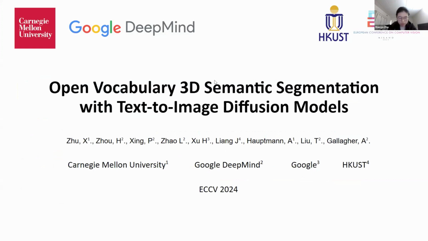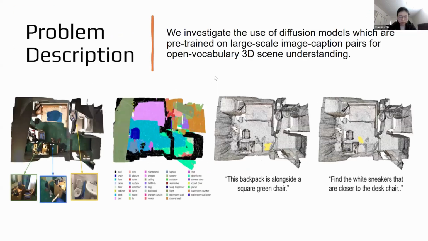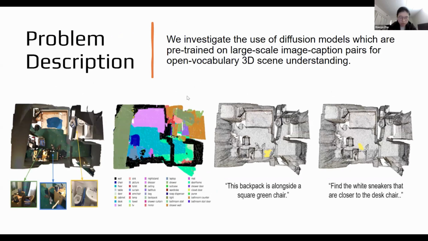But our work is different from the previous methods, because all the previous state-of-the-art models rely on CLIP-based features, but we are trying to explore an alternative way, which means we are trying to fine-tune a text-to-image diffusion model as a feature encoder. About the problem description, we are investigating the use of diffusion models, which are pre-trained on large-scale image-text pairs, for open vocabulary 3D scene understanding.